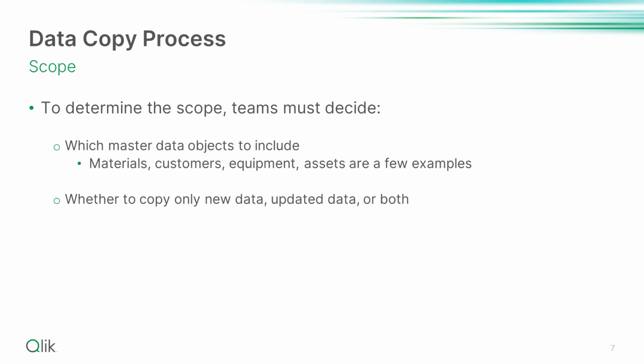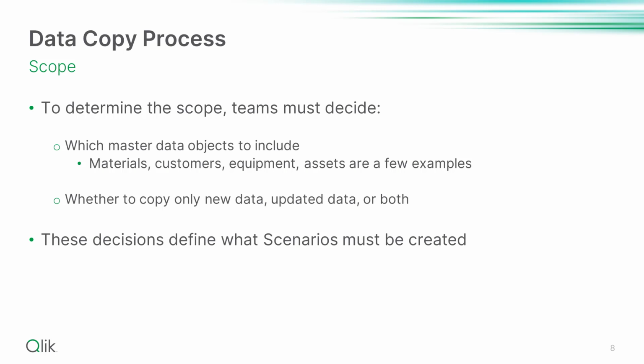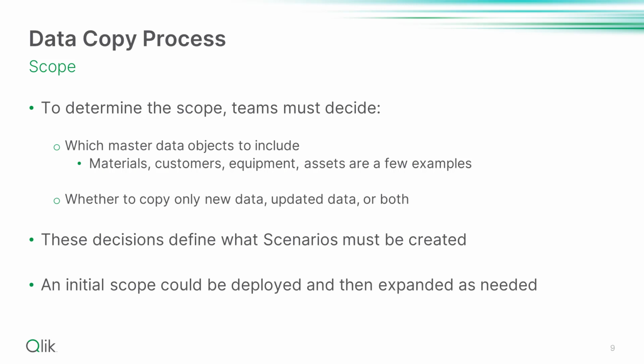To determine the scope, each team must decide which master data objects to include in the copy process. Materials, customers, equipment, and assets are just a few examples. The team must also decide whether they want to copy only new data or updated data, or both. These two decisions are important because they define what scenarios must be created. Keep in mind that you could deploy an initial scope to prove out that the process works and then expand the scope as needed. For example, perhaps 3 to 4 data objects are included initially and then additional objects can be added later.